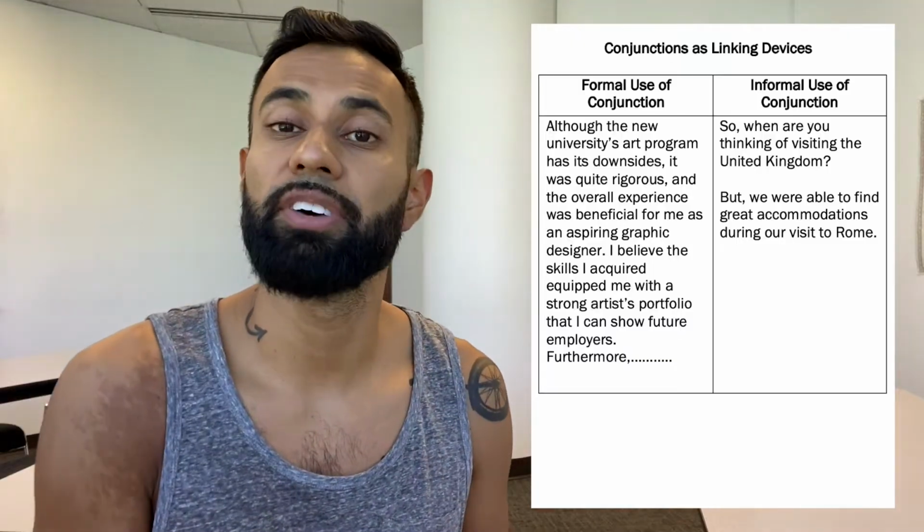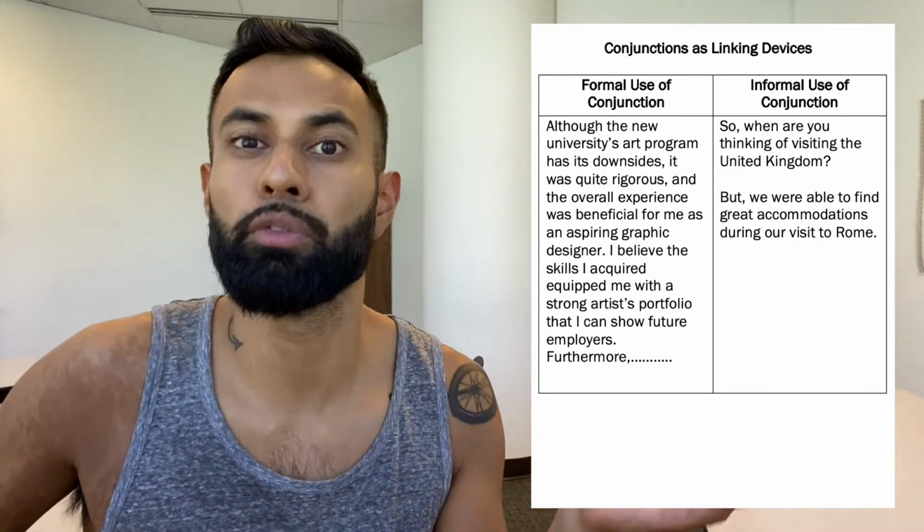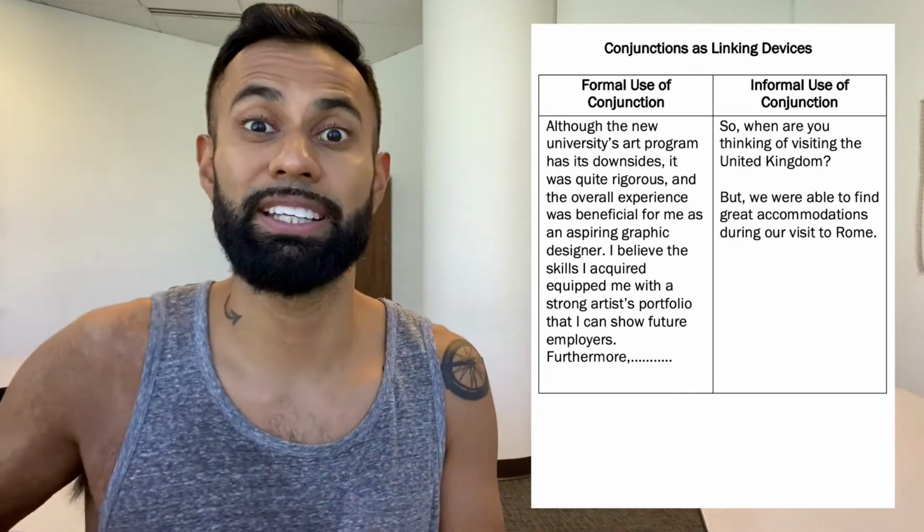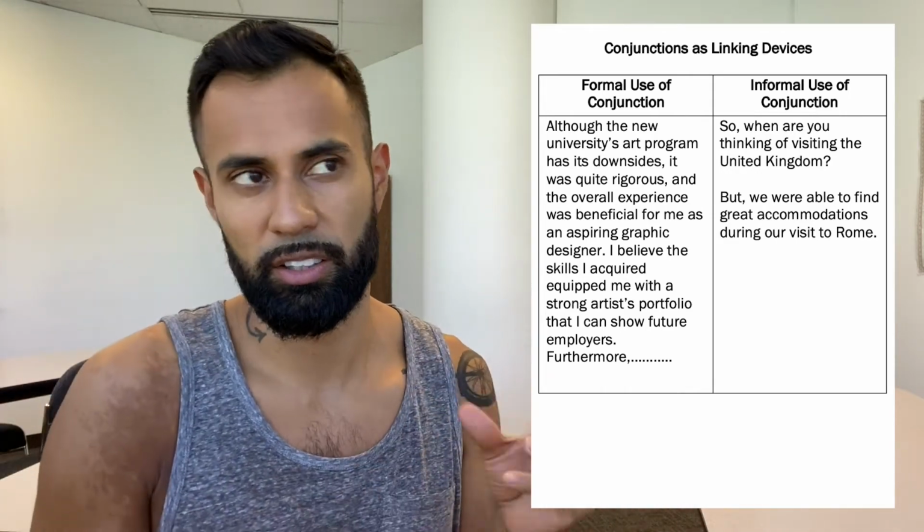Right, conjunctions. Another example of an informal use of a conjunction is, but we were able to find great accommodations during our visit to Rome. See, in formal writing, when we start a sentence with a conjunction, it should have its own clause. But that's why these are informal uses of the conjunction. It's just the conjunction by themselves. They're not formal linkers, but they are linkers.